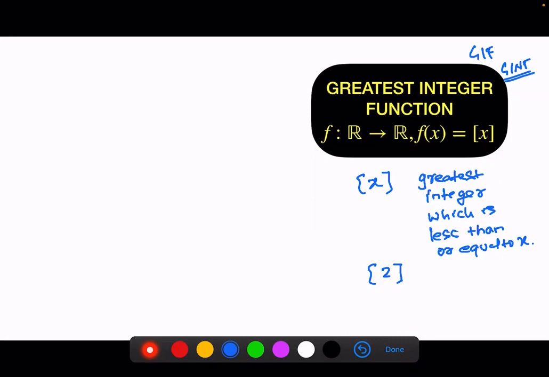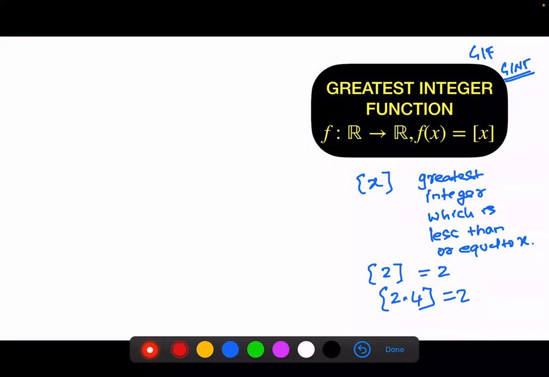So if I take the input as 2, 2 itself is an integer. So for less than or equal to, you will get 2. But if I take 2.4, now 2.4 is not an integer, but this function is going to give me an integer. So it is going to look at the greatest integer which is just less than that. So then it will give you 2. Okay, are we getting it?